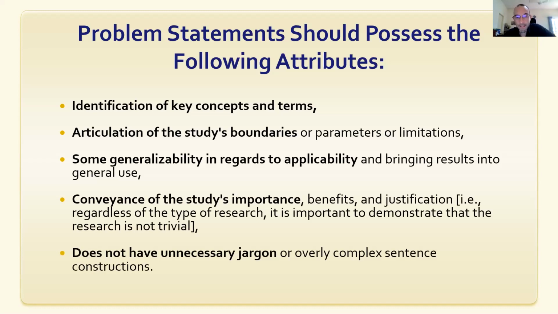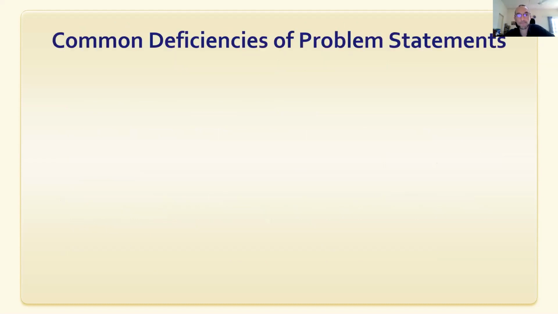Don't use unnecessary jargon or overly complex sentences. I know some people like to use very long, complicated sentences. Try to write concisely, be straight to the point as much as possible. Don't use excessive words, like jargony words that people don't know what they mean. Be precise. Academic writing is all about precision and clarity. So focus on that in your problem statements.